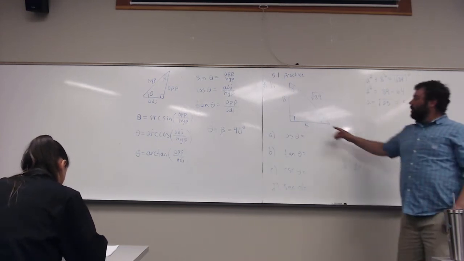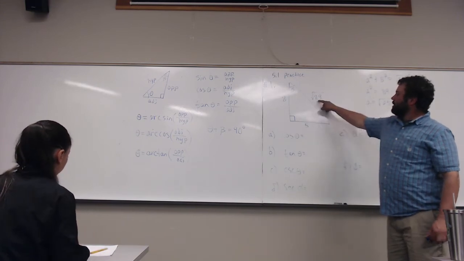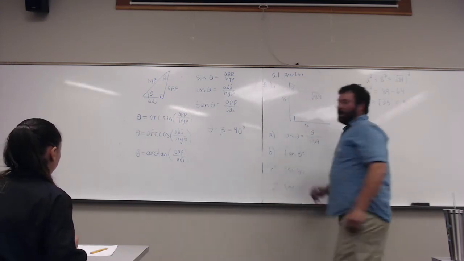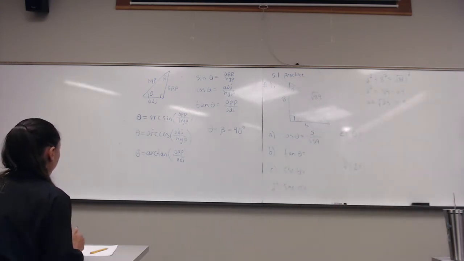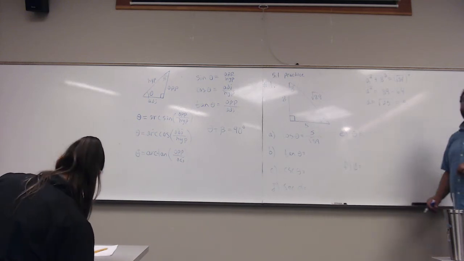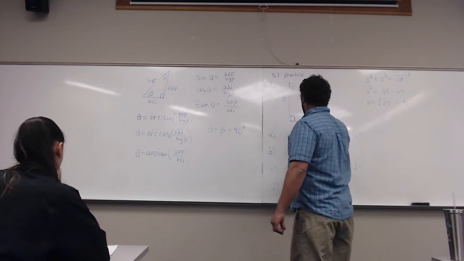And now, cosine of the angle theta is going to be the adjacent side over the hypotenuse. So you should have got 5 over root 89. Okay. What about tangent theta? What should you get for that one? 8 over 5. Okay, that should just be 8 over 5, the opposite over adjacent.